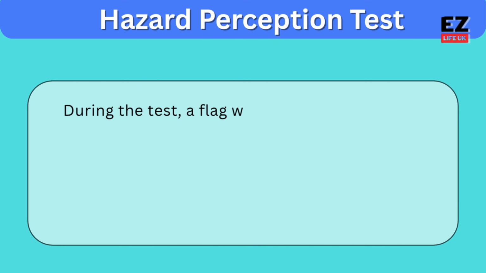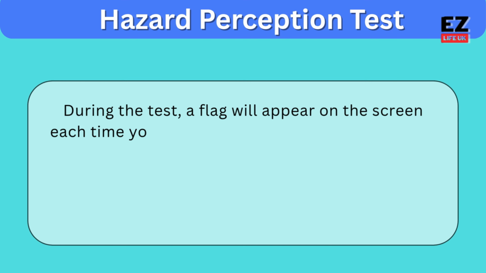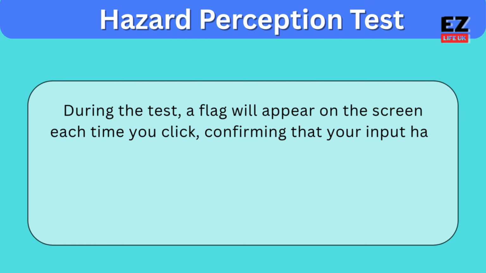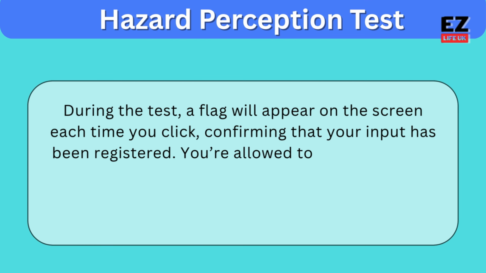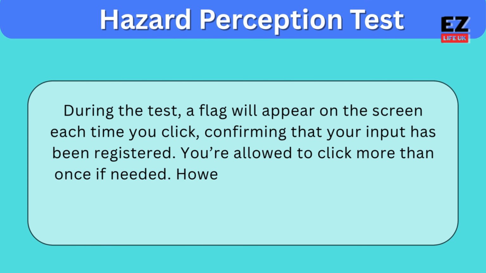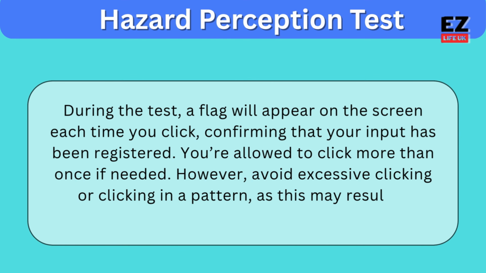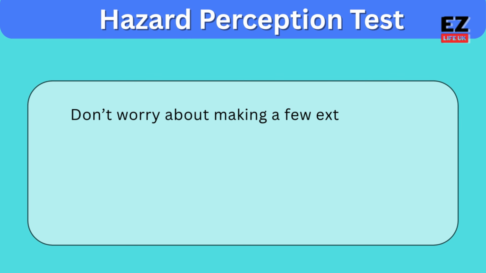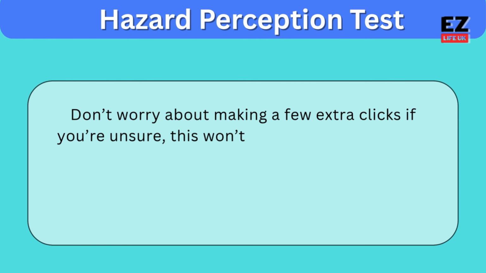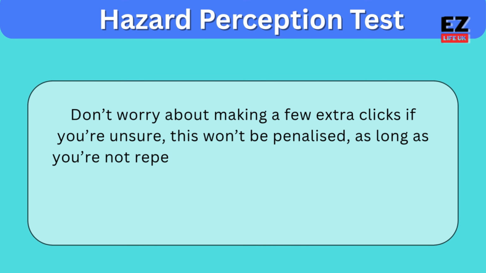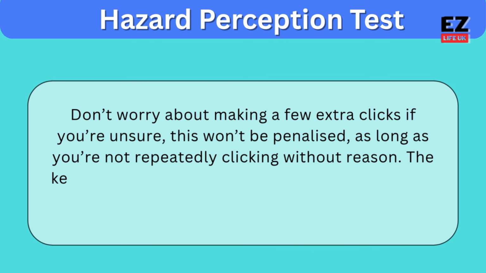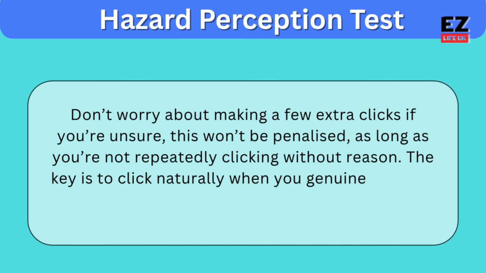During the test, a flag will appear on the screen each time you click, confirming that your input has been registered. You're allowed to click more than once if needed. However, avoid excessive clicking or clicking in a pattern, as this may result in disqualification. Don't worry about making a few extra clicks if you're unsure. This won't be penalized, as long as you're not repeatedly clicking without reason. The key is to click naturally when you genuinely think a hazard is developing.